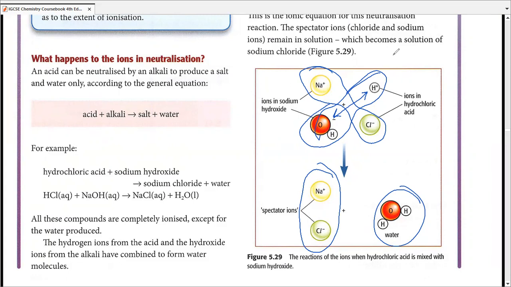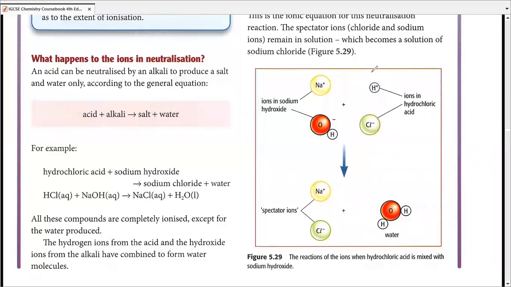Yes, sir. Sorry, could you please repeat which process is reversible? Process reversible in the previous topic? No, not the process. I mean the strong acid and weak acid. Which one is reversible?